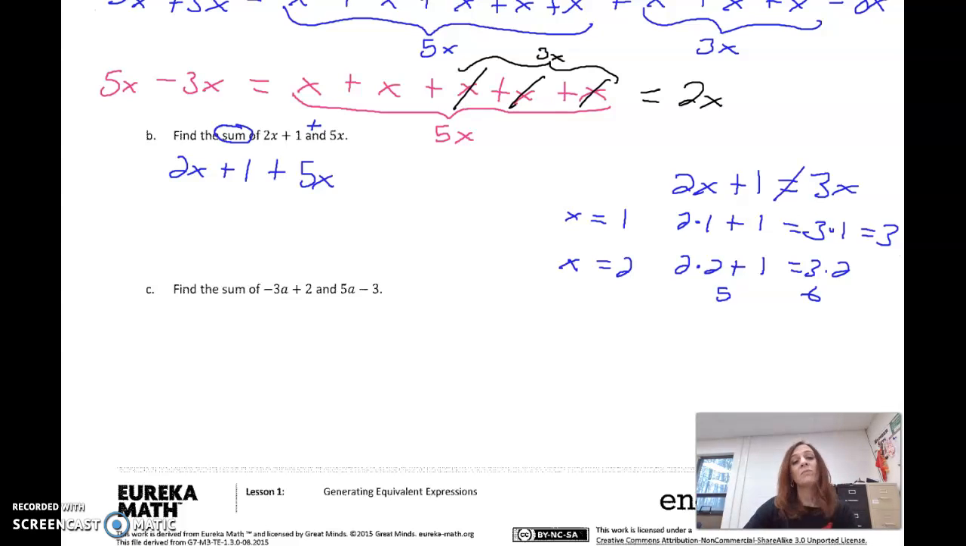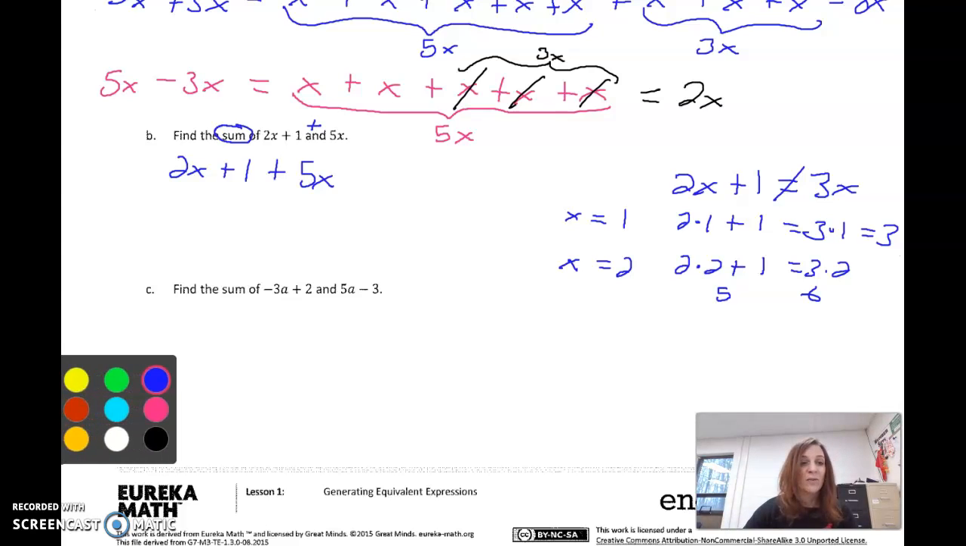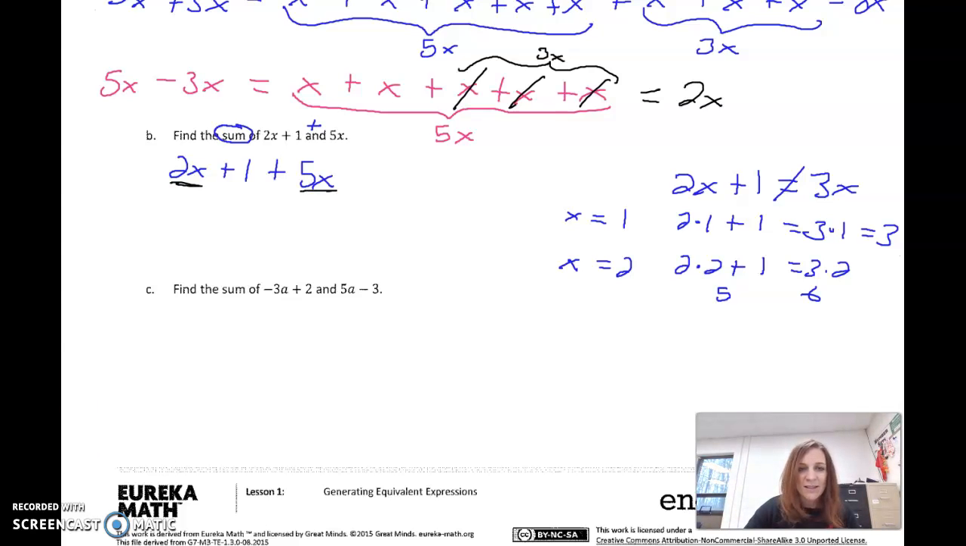Okay? So we do like terms. Remember, those are identical variable parts. And so if I look here, I have 2x's and 5x's. Those are identical variable parts. They're both x's. And remember, with adding, we can change the order. So I can rewrite this as 2x plus 5x plus 1. And 2x and 5x is 7x plus 1. And when we get there, stop.